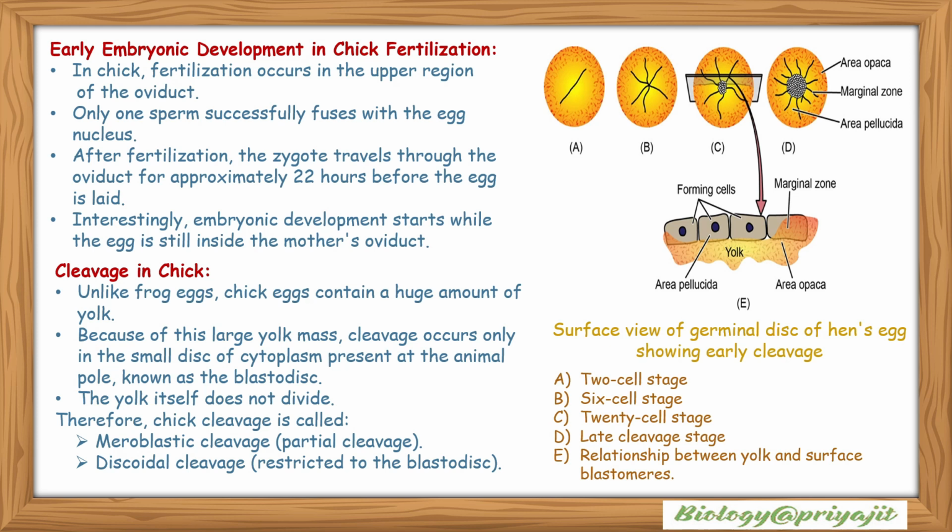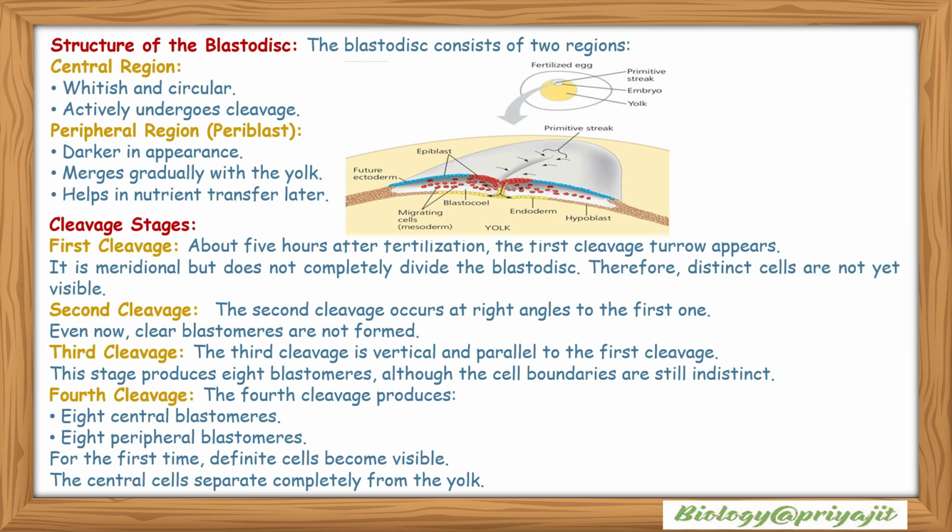This is the surface view of the germinal disc of a hen's egg showing early cleavage. This is the two cell stage, which is followed by the 6 cell stage, then the 20 cell stage, the late cleavage stage, and this is the relationship between yolk and surface blastomeres.